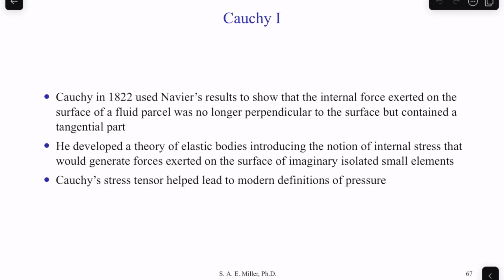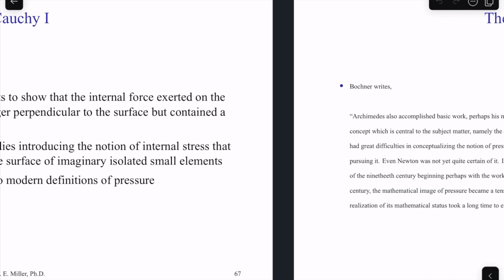He developed a theory of elastic bodies, introducing the notion of internal stress that would generate forces exerted on the surface of imaginary, isolated, small elements. This stress tensor helped to lead to the modern definitions of the internal stress of fluid or pressure, the Cauchy stress tensor.